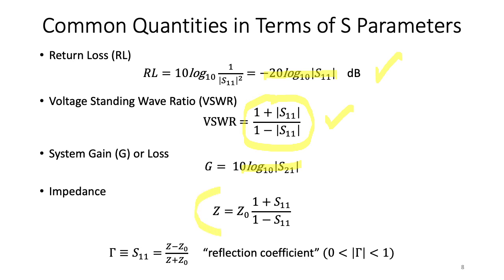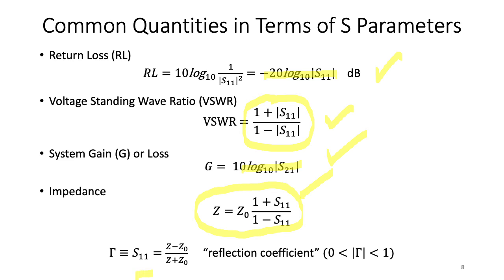And finally, the impedance that we see looking into a port is given by this particular relationship. The impedance is equal to the characteristic impedance of my network times 1 plus S11 over 1 minus S11. Note that S11 is a complex quantity, and so Z is a complex variable, whereas in the three previous cases, we are dealing purely with magnitudes.